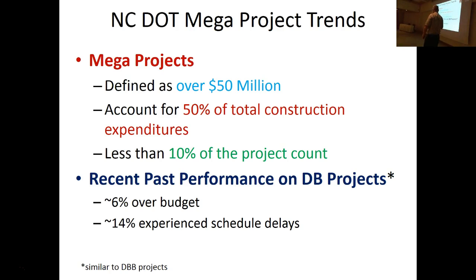The mega projects account for 50% of the total construction expenditures for them and less than 10% of the total project count. So there's not as many of these mega projects, but they account for most of the cash flow for this organization. If you look at recent past performance on design and build projects for the NCDOT, only about 6% came in over budget and 14% experienced schedule delays. But you'll see in the projects we studied, most of them did not meet their authorized costs and schedules. They were off, not too much in some cases, but they were off from their original targets.